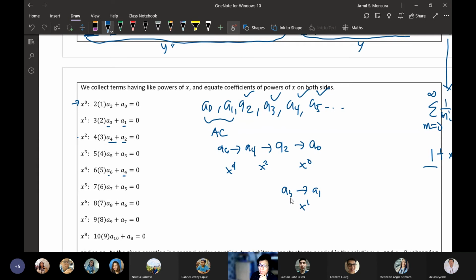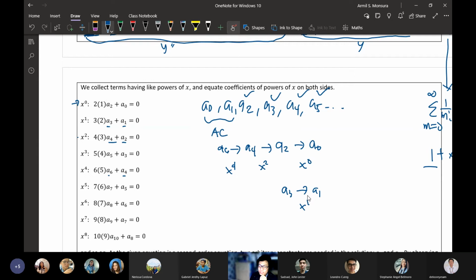Pero meron ba akong path para i-express si A3 papunta kay A0? Mukhang wala, kasi wala namang relationship si A3 tsaka si A2. Okay? Kumbaga, hindi ako makakatalon. Kung ito yung titignan ko, hindi ako makakatalon dito. So, the only choice that I have is to express A3 in terms of A1.